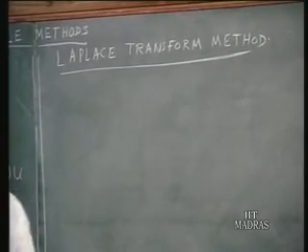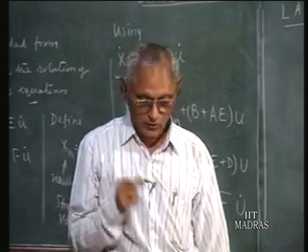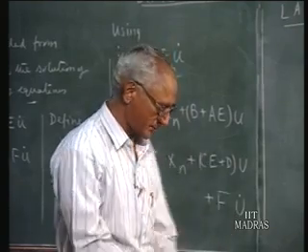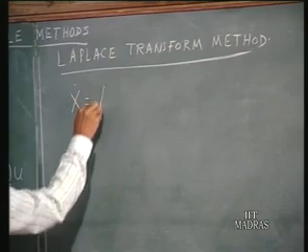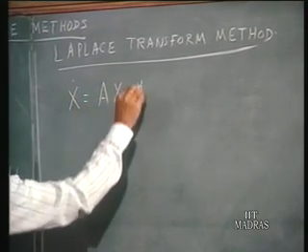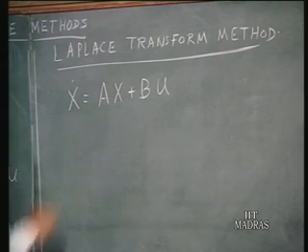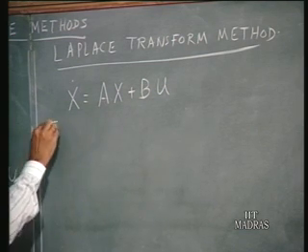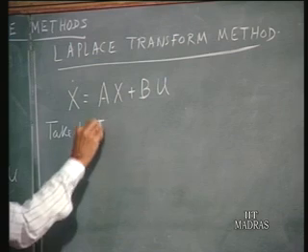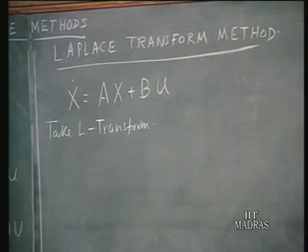What we mean by this is that the coupled first order differential equations x dot equals Ax plus Bu will be solved by the Laplace transform technique. So we have x dot, a vector, equals Ax plus Bu. Recall that x dot is a vector, x is also a vector, and u is also a vector. Take the Laplace transform of this entire set of equations.